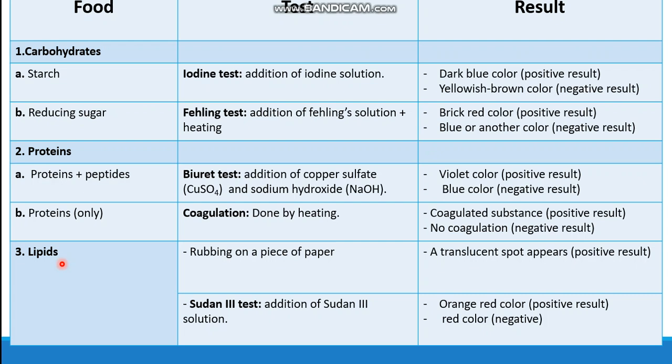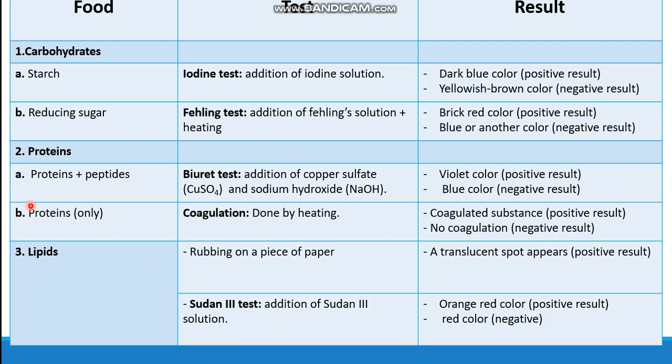In order to identify the presence of different substances inside the bread, many food tests are going to be made. We will make the iodine test to identify the presence of starch, the Fehling test to identify the presence of reducing sugar, the Biuret test to identify the presence of proteins and peptides, and for lipids, we are going to rub a piece of bread against a paper. We will observe a translucent spot.